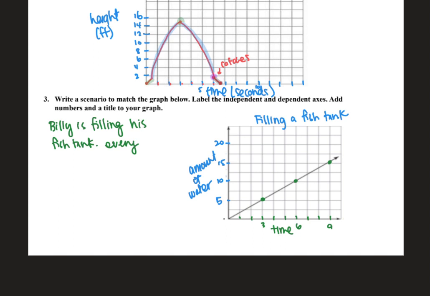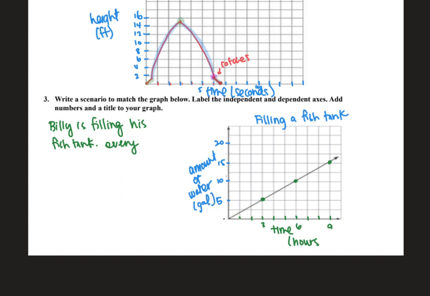Every, so maybe let's pick some units here. It doesn't really make sense for this to be seconds, because that would be filling pretty fast if we're talking about gallons of water. So let's say the units for the x-axis is going to be hours, and the unit for the y-axis is going to be gallons.